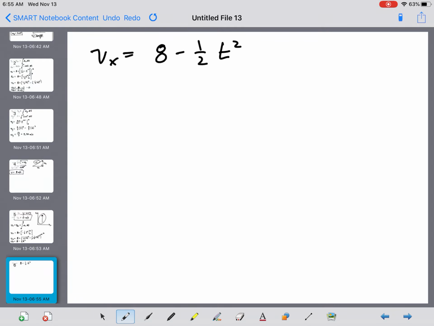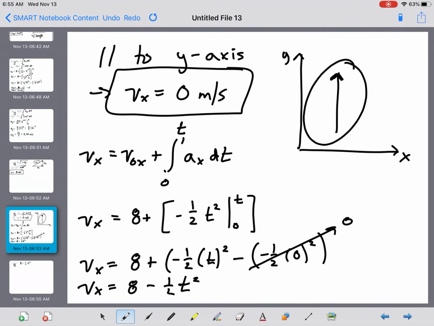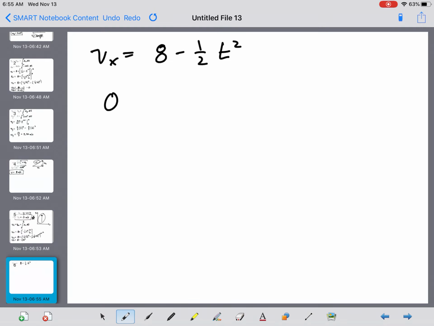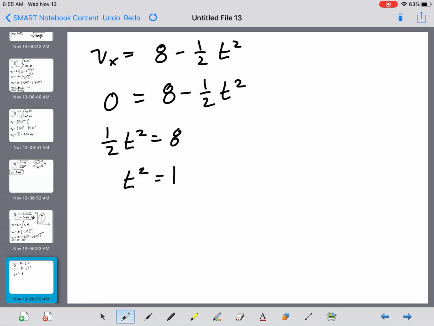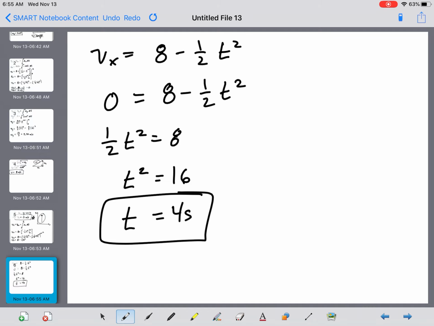And now I need to go back to what I'm solving for. I need to know, when does velocity in the x equal 0? So let's set it equal to 0. 0 is equal to 8 minus 1/2 t squared. So 1/2 t squared is equal to 8. T squared is then equal to 16. So t is equal to 4 seconds. And that's how we do problem number 4. Hopefully that helps.